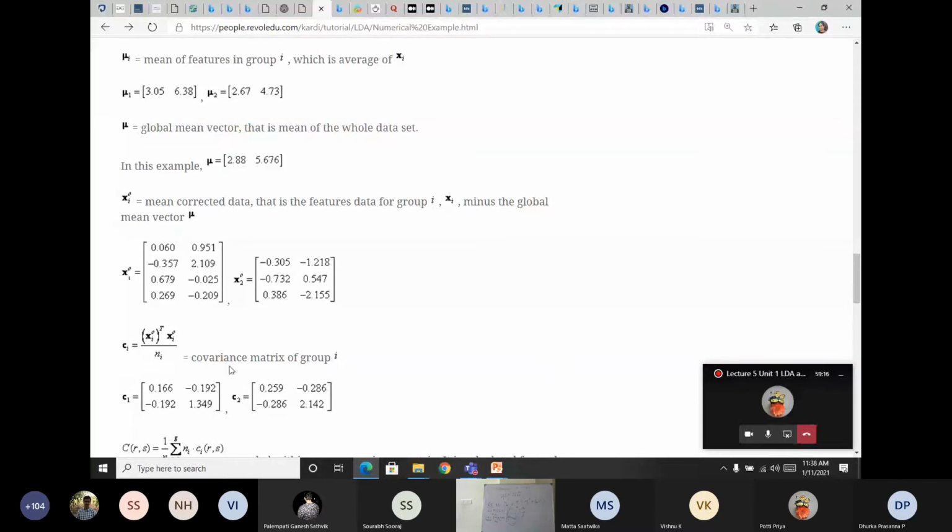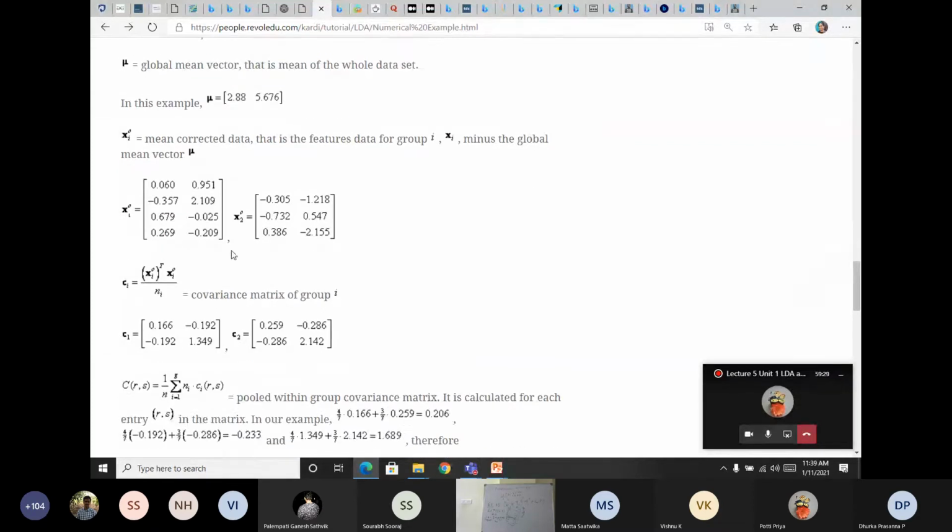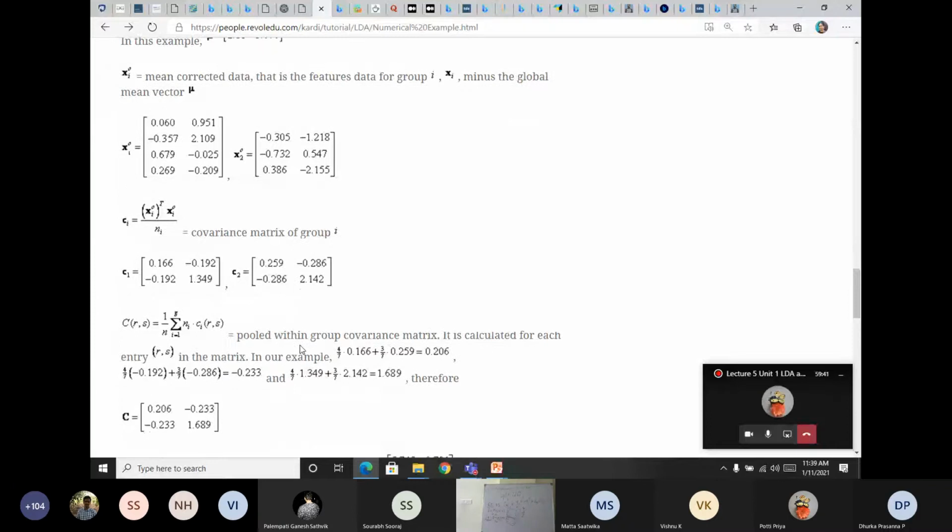And then we have to find the covariance matrix. For that, this matrix is transposed and multiplied with itself, divided by 4 here for the first class. And similarly, for the second class also, we have to transpose this matrix and multiply with this, divided by 3. You will get this matrix.